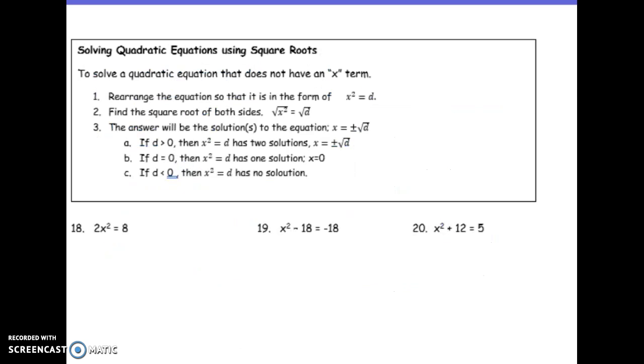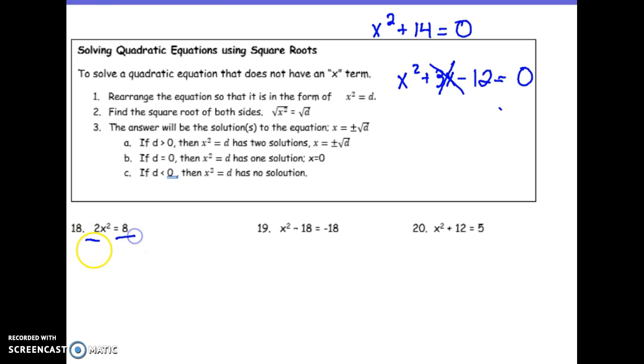Okay. All right, the next type we're going to learn is solving quadratic equations using square roots. If the quadratic equation doesn't have a middle term, like x squared plus 14 equals 0, you notice there's no x term. An x term would be like x squared plus 3x minus 12 equals 0. If we just have something to the second power and a constant, we can just solve for x. And we do that just by using the golden rule of algebra.